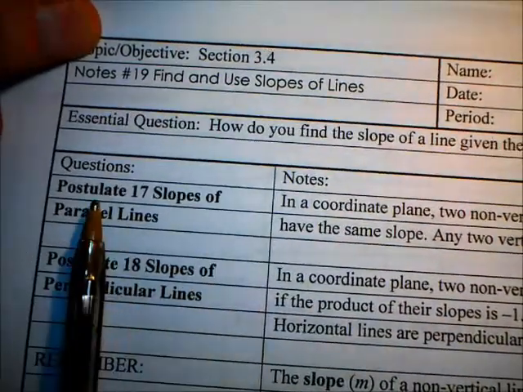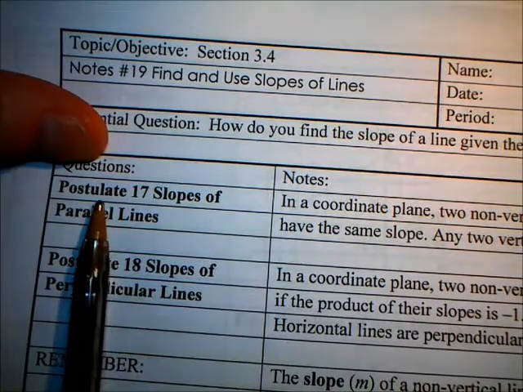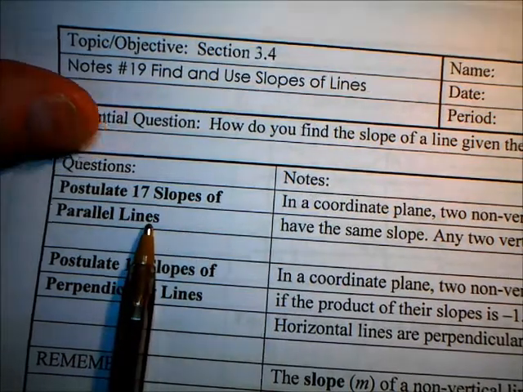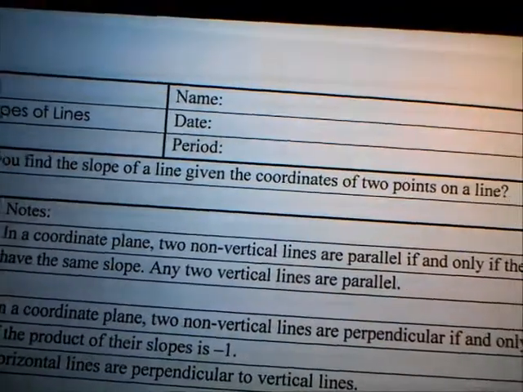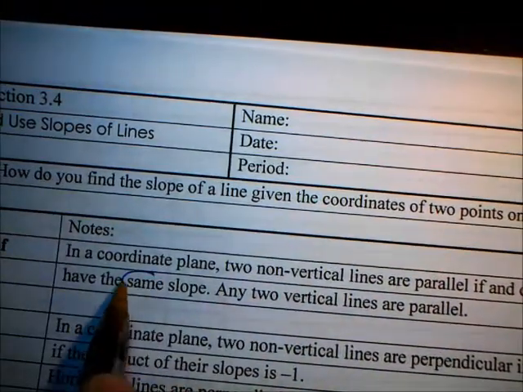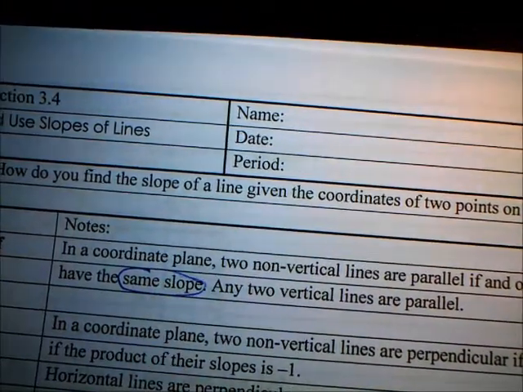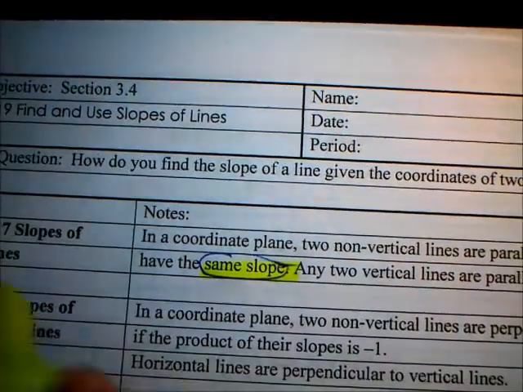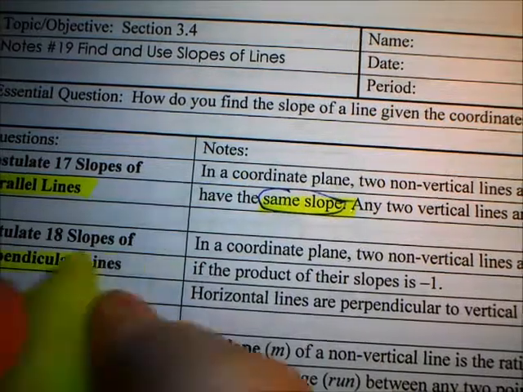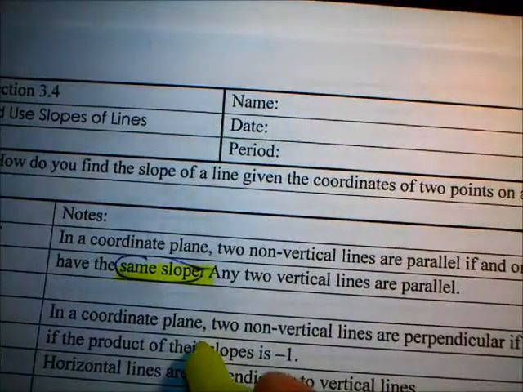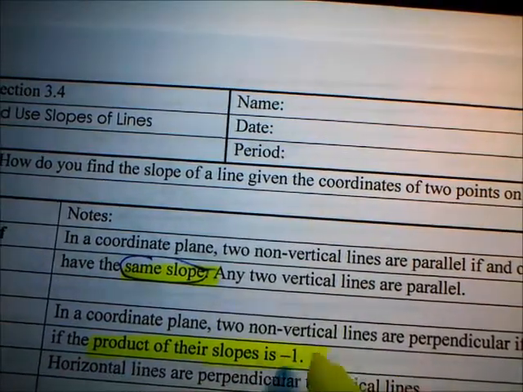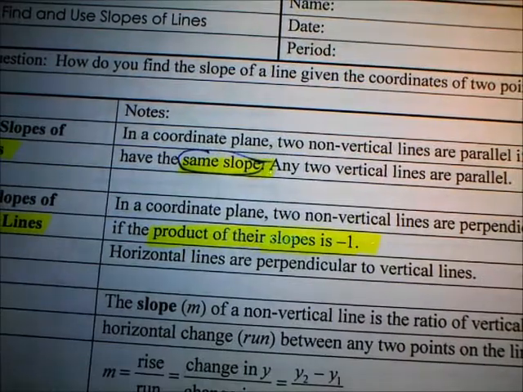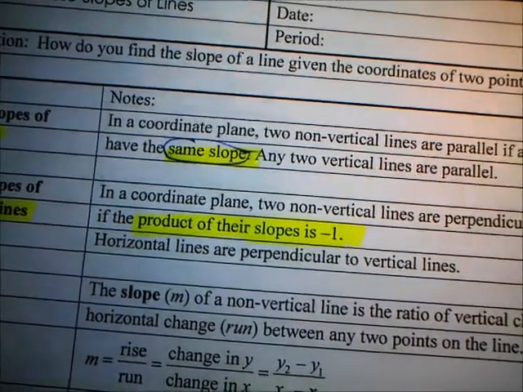But you have two postulates for this note. Postulate 17, the slopes of parallel lines, means that your slopes will be exactly the same. Parallel lines have the same slopes. Perpendicular lines, the product of their slopes is -1. Basically, their slopes are multiplicative reciprocals, multiplicative inverses of each other.